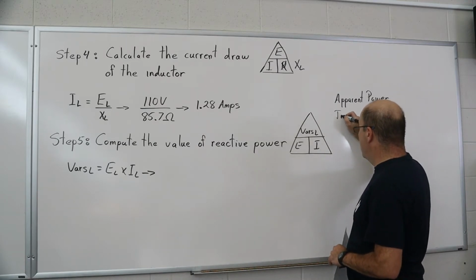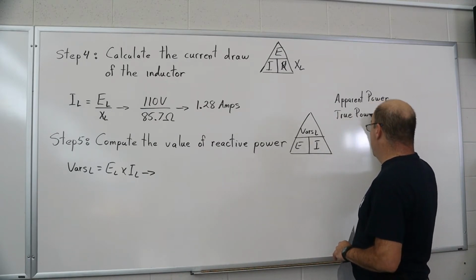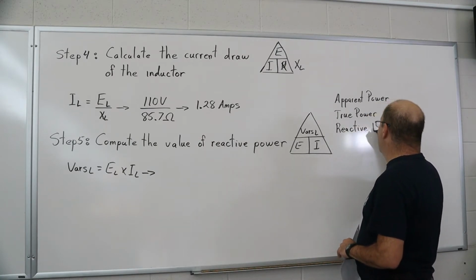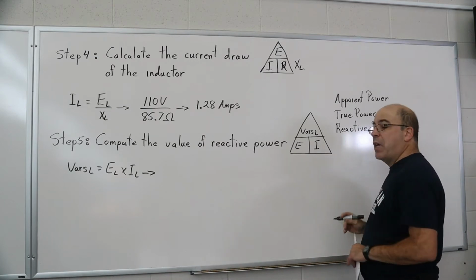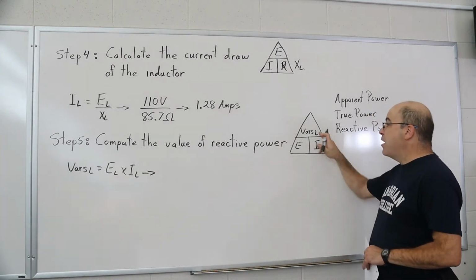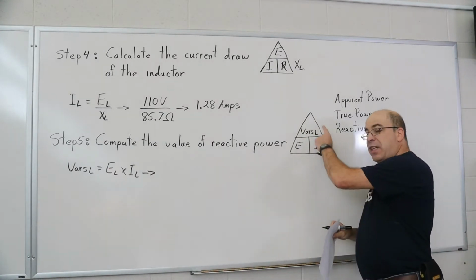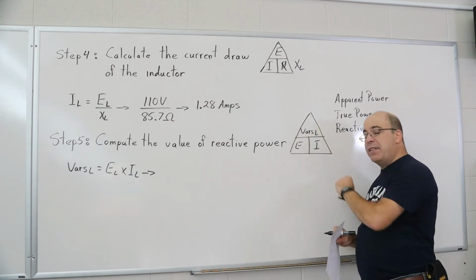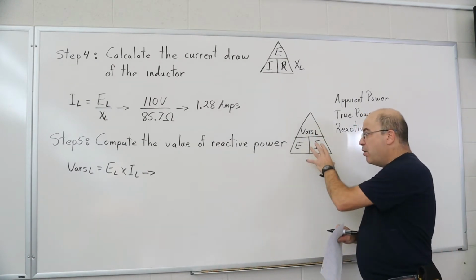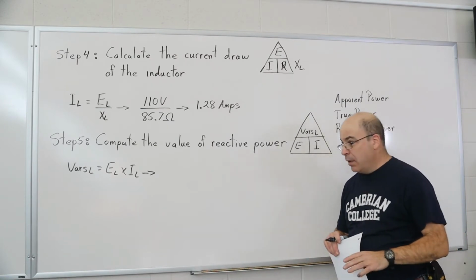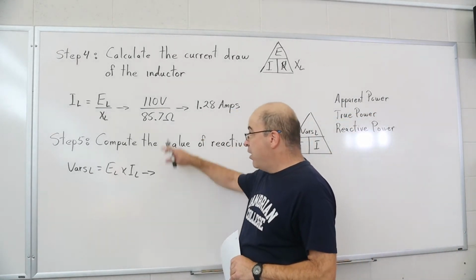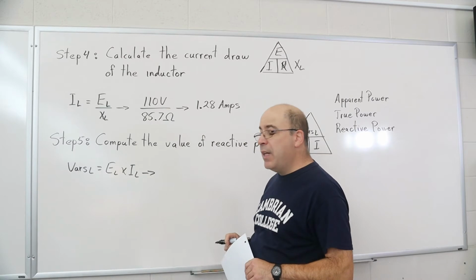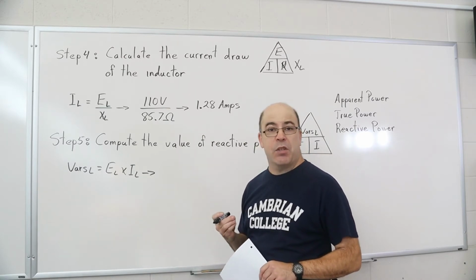apparent power, true power, reactive power. They are all considered power, and the value or the expression is interchangeable. I could put in here a P, VA, or in this case, VAR sub L, and the formula does work mathematically. Here, we're going to take our applied voltage and the current we just finished calculating. We're going to input it into this formula, and we're going to see what we're going to get as a result.